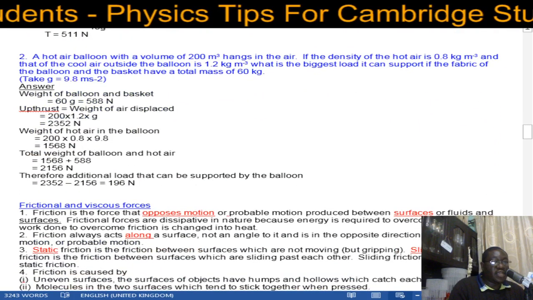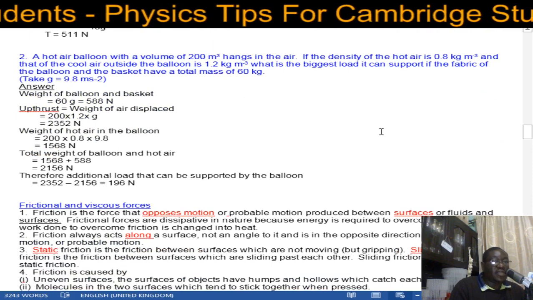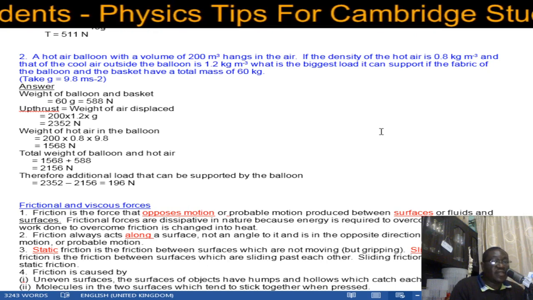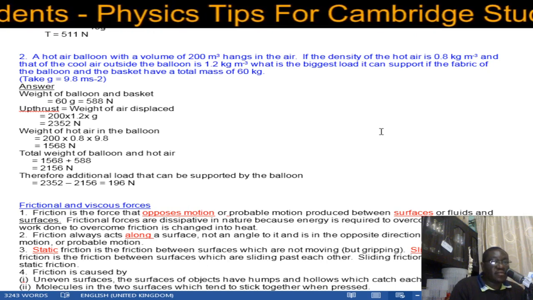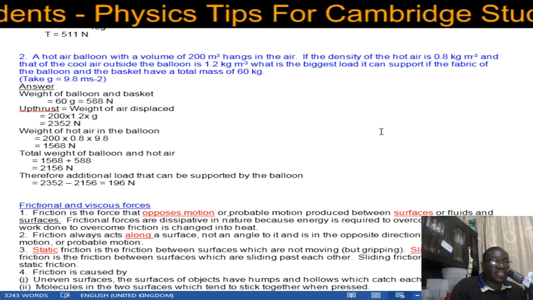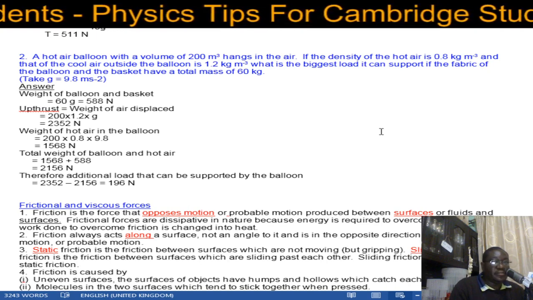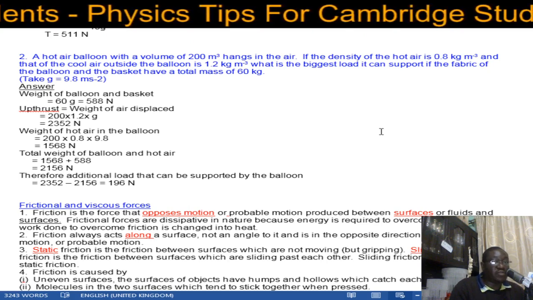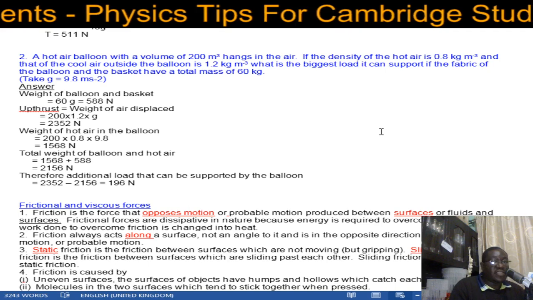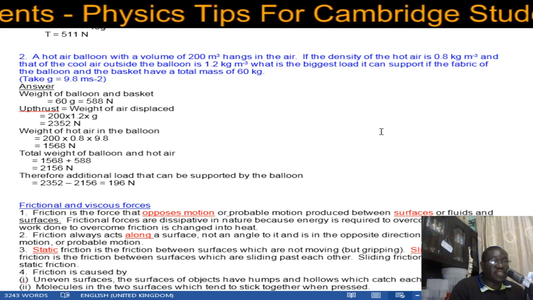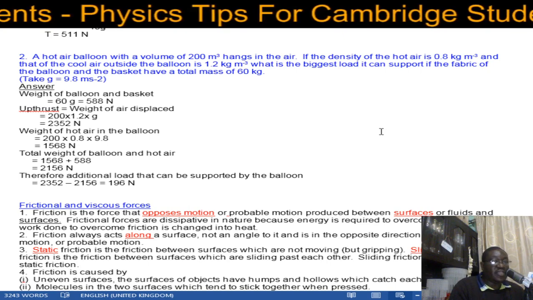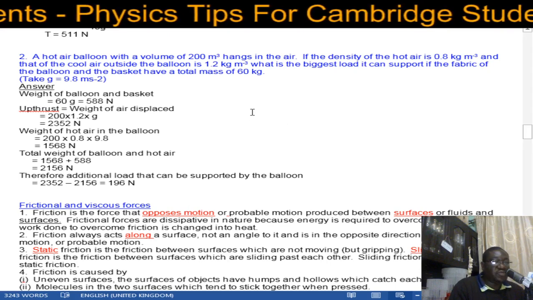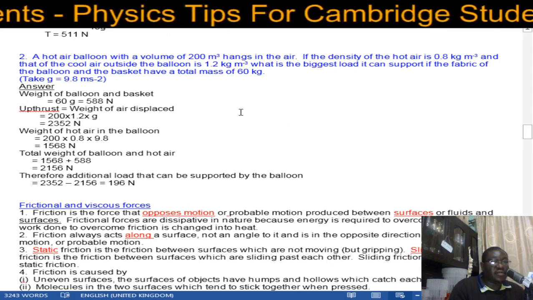Now the second one is about a hot air balloon. A hot air balloon has a volume of 200 cubic meters and it hangs in air. If the density of the hot air is 0.8 kgs per cubic meter and that of the cool air outside the balloon is 1.2 kgs per cubic meter, what is the biggest load it can support if the fabric of the balloon and the basket have a total mass of 60 kgs? Take g to be 9.8 meters per second squared.